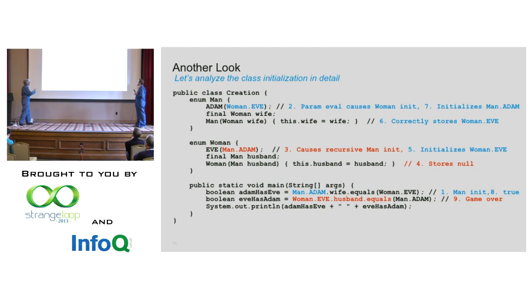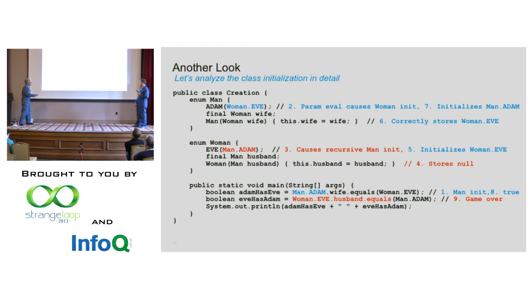Well, now we go down to here. We read the wife. We check if it equals woman.eve. And Adam's wife, in fact, was set to woman.eve. So this returns true as it ought. Then we set Eve's husband to woman.eve.husband, which is what? Null. Null equals man.atom. Oops, null equals anything throws a null pointer exception, and it's game over.